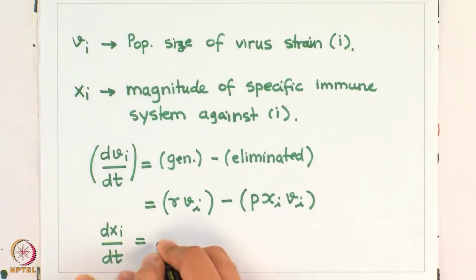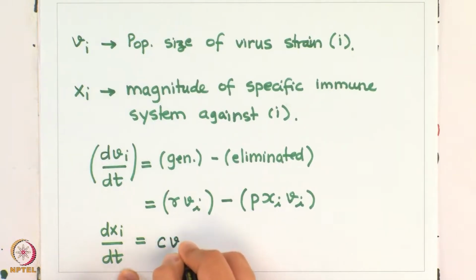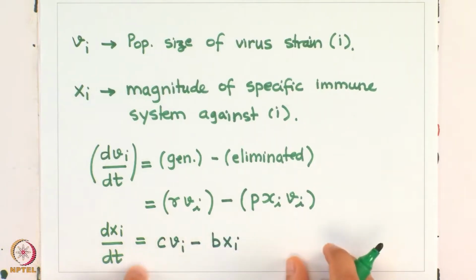Similarly, dXi by dt can be modeled as C times Vi minus B times Xi. C times Vi represents the case that the immune system is launched with a strength which is proportional to the viral load associated with this strain i. And the second term, B times Xi, represents the case that if there was no virus load associated with this, the immune system would no longer need to launch this response, and that response is just going to decay exponentially with the constant B associated with it.